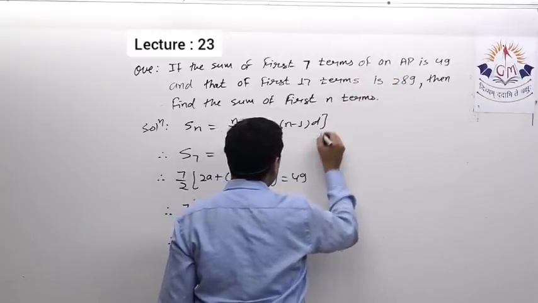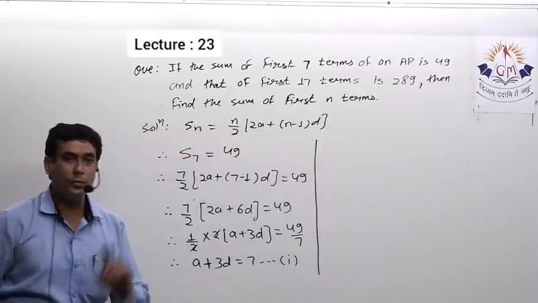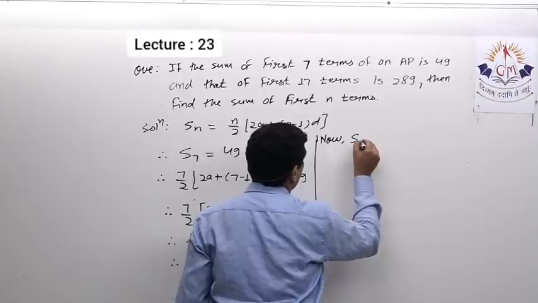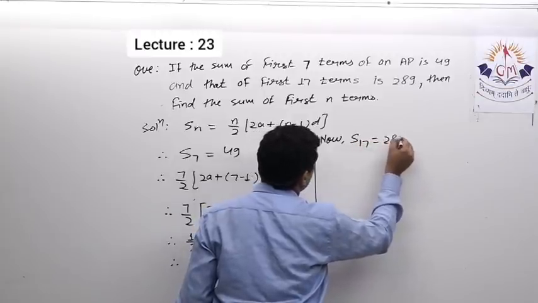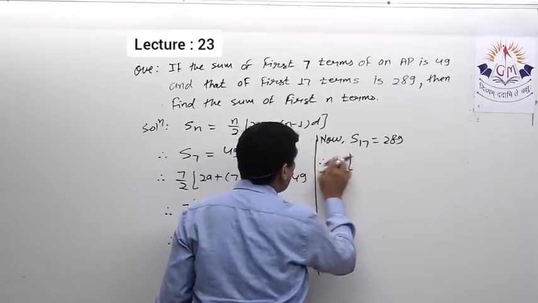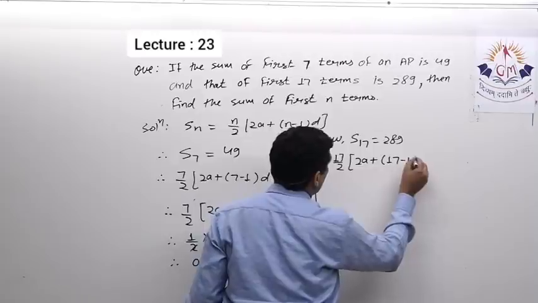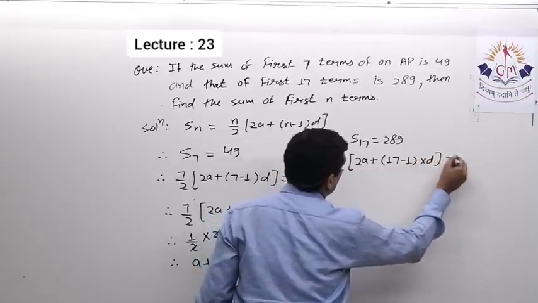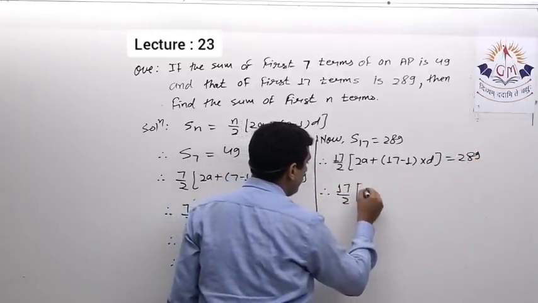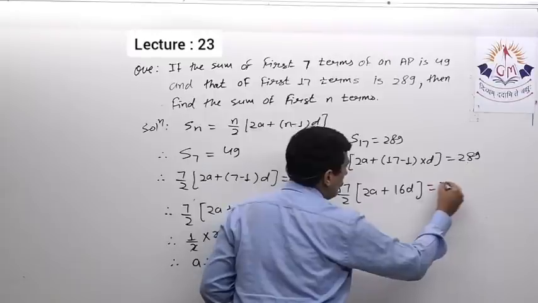Now it is also given that sum of 17 terms is 289. So for S17 is equal to 289, therefore I can write n by 2, or 17 by 2 into [2a plus (17 minus 1) into d] is equal to 289. Okay, so this 17 by 2, 2 into [a plus, now 17 minus 1 is 16, so 16d] is equal to 289.